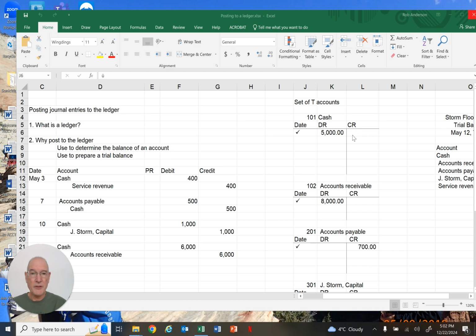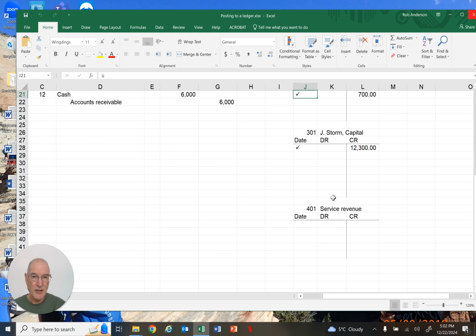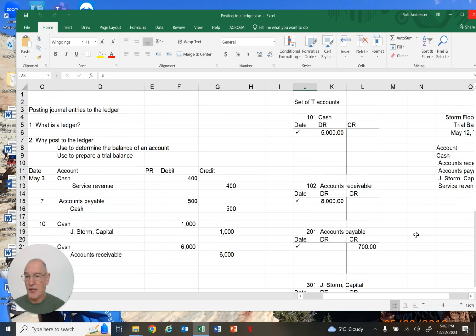So the $5,000 is the existing balance, and we have a check mark to indicate that this is a balance forward. So if you're actually doing an accounting problem from your textbook or an assignment, and it says the balances are, this is how you put the balances into your T account. So I have an existing balance in cash and accounts receivable and accounts payable and capital. Now, if we were to add these up, we would see that debits equal credits.